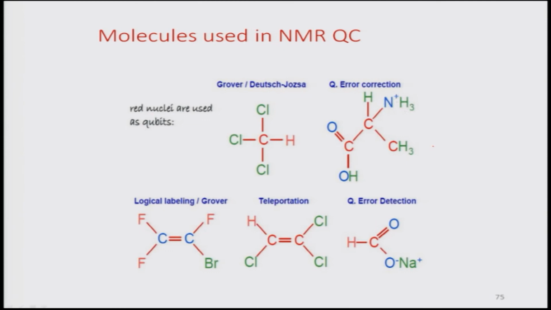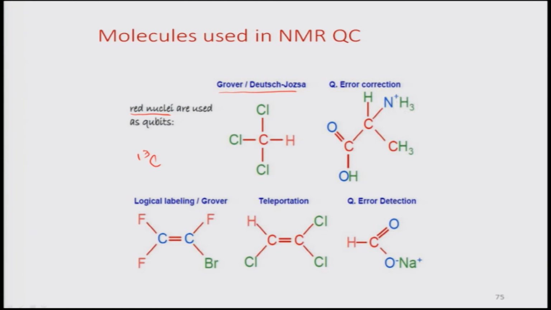The molecules used in NMR quantum computing have been quite a few. So, for example, the Grover and the DJ algorithm were able to be shown by using chloroform, where in each of these cases the red nuclei are the ones which have been used as qubits. So, for instance, here the qubits are the carbon, basically carbon 13, and the proton. So, 2 qubits.